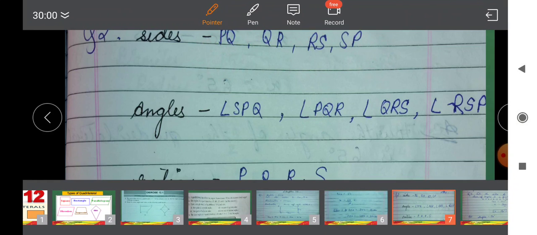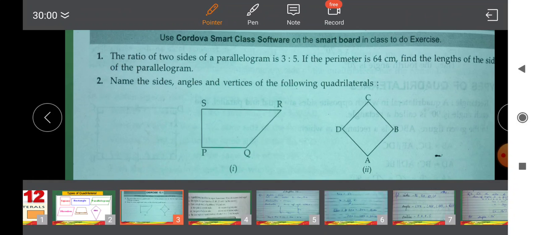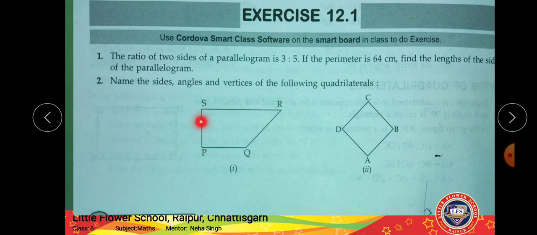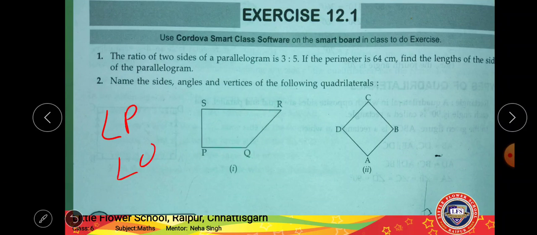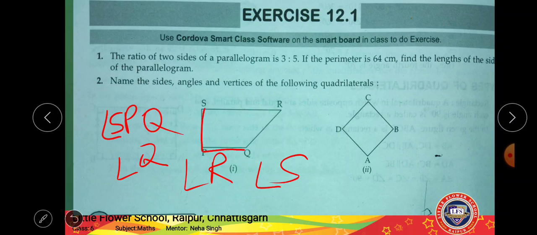Now the angles we have to mention: RSP this angle, SPQ this angle, PQR this, and angle QRS this. You can directly write angle P, angle Q, angle R, angle S, or you can write it as, suppose angle P, the other name of angle P, we can write it as angle SPQ, this angle we are talking about. Like this also you can name.